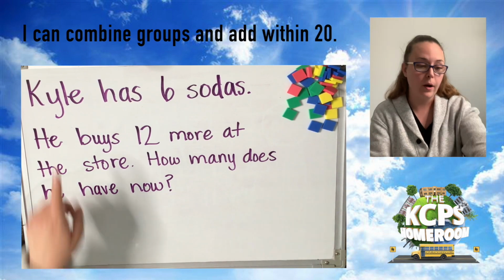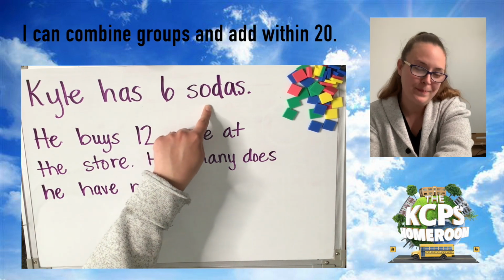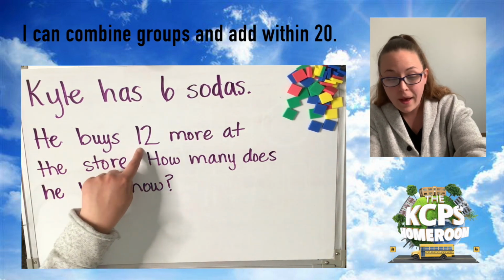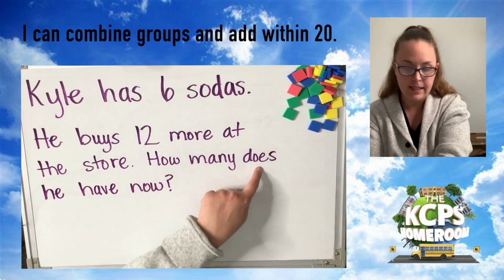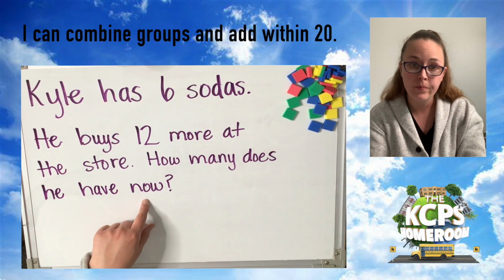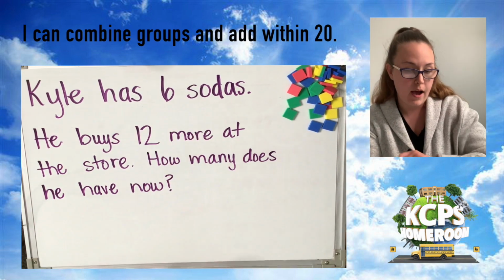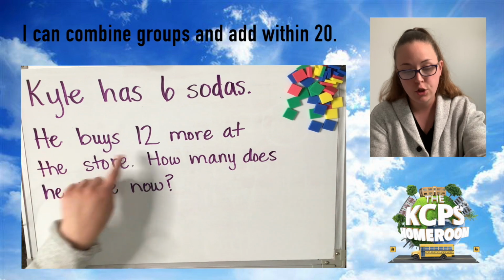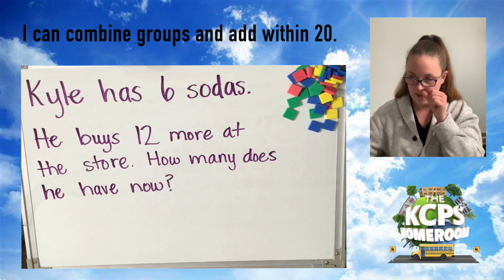Okay, so here we go. Kyle has 6 sodas or pop. He buys 12 more at the store. How many does he have now? So Kyle has 6 cans of soda at home, and then he goes to the store and he buys a new 12 pack. So he buys 12 more. How many does he have now?